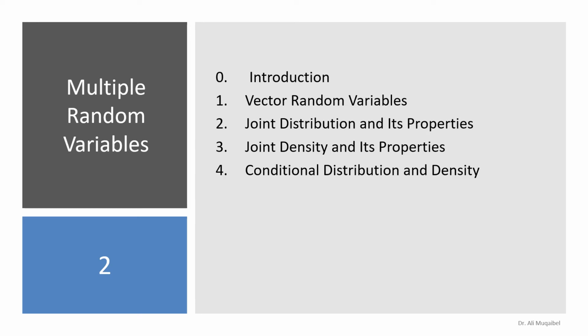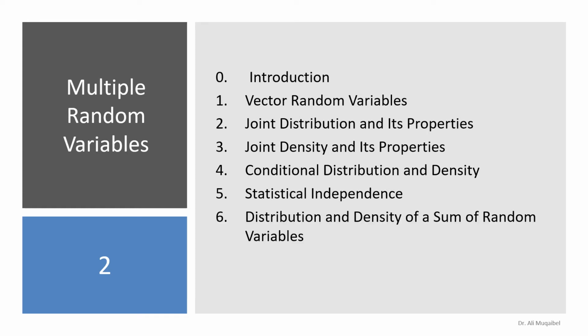We'll look at conditional distribution and density functions. Then we'll look at statistical independence. And we also will consider the special case of sum of two random variables. And then we'll conclude with the central limit theorem. So let's get started.